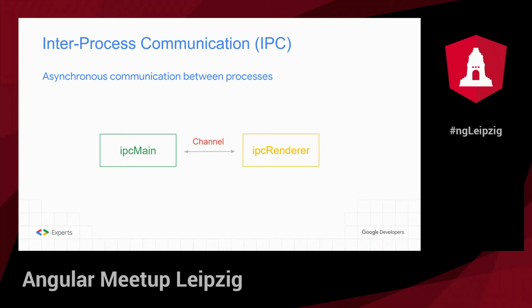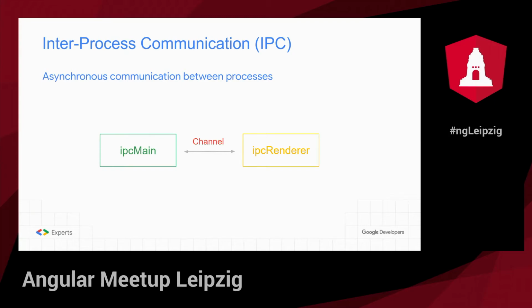Let's see now how we can communicate between the two processes of the Electron application, the main and the renderer. There is a mechanism which is called interprocess communication, or IPC, which is an asynchronous communication mechanism that allows the two processes to exchange messages with each other. So imagine that we have two interfaces. The first one is the IPC main, which resides in the main process, and the IPC renderer, which resides in the render process. They can communicate only via a single channel.